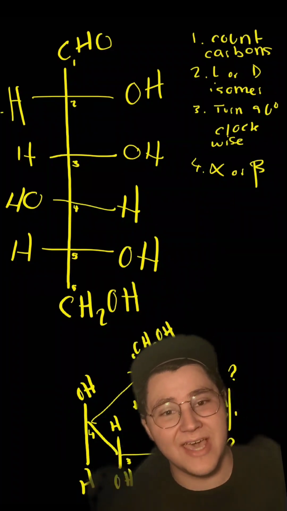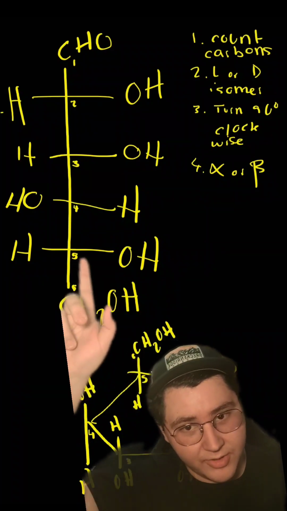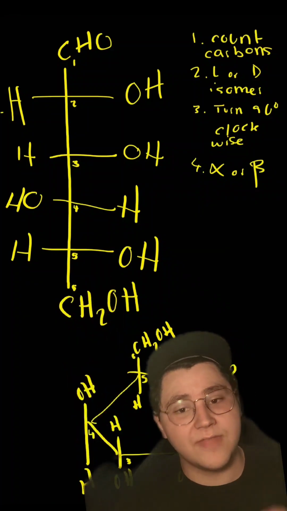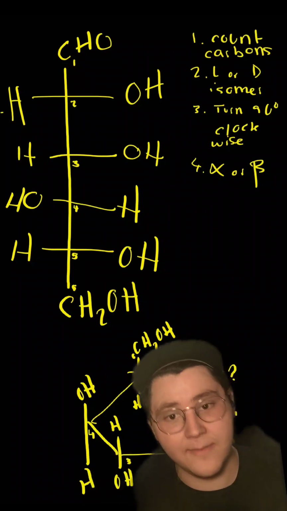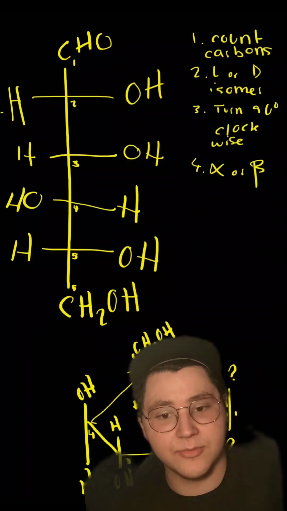You're then going to determine if it's the L or the D isomer. You can do this by looking at the penultimate carbon, the second to last one, and looking at the direction of that OH group. If it's on the right-hand side, it's going to be the D isomer. If you speak Spanish, this is derecha, D. And if it's on the left-hand side, it's the L isomer.